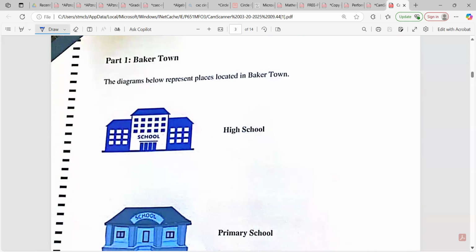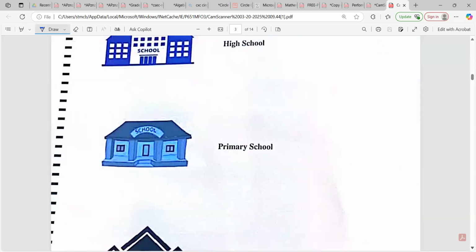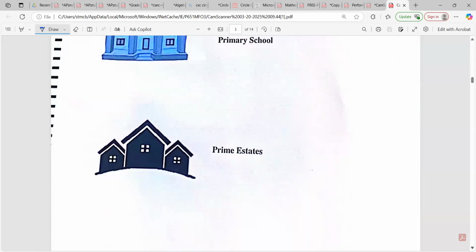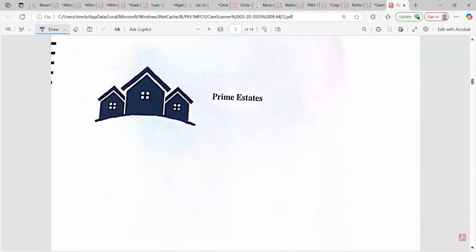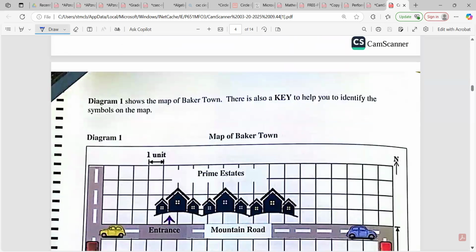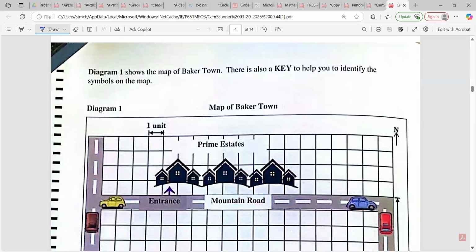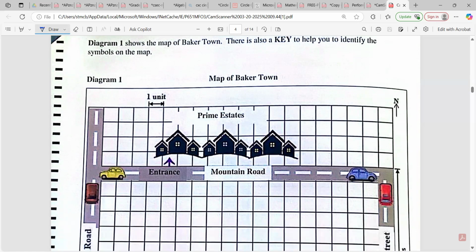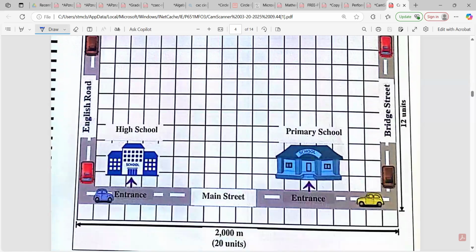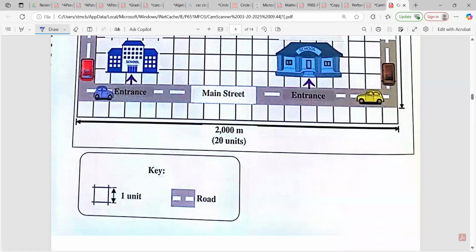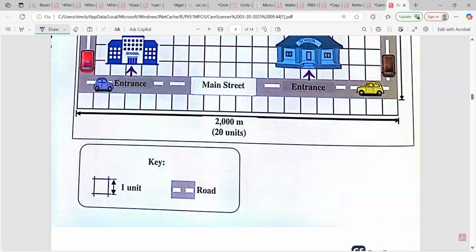Alright, so here's Bakertown. The diagram represents the locations in Bakertown: the high school, the primary school, and of course Prime Estate. Diagram 1 shows the map. There is also a key to help identify the symbols on the map. So here they show 1 unit, the entrance, all that, right? Very nice question, guys. We're going to check it out. So it's 1 unit on the road, all of that, right?